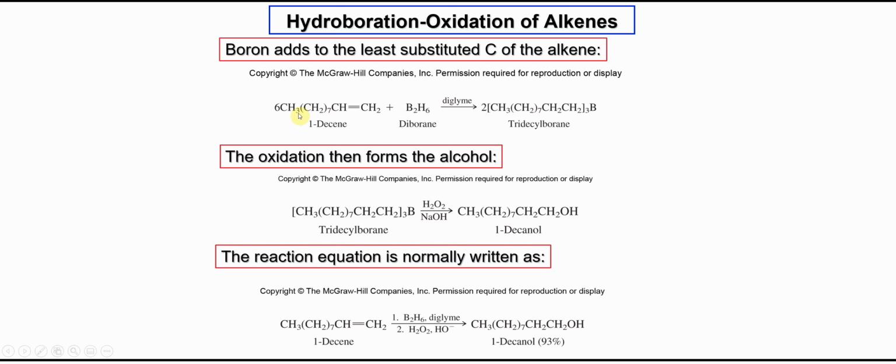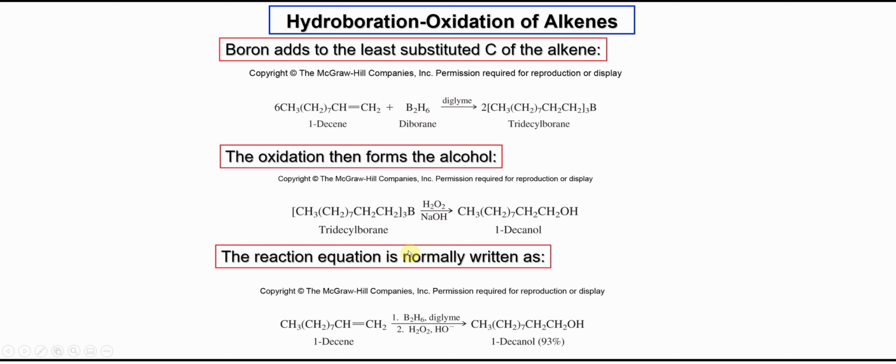What's going to happen? So you essentially have these three major steps. So first of all, you are going to add in your boron into your carbon double bond. This case, the least substituted carbon in your alkene will be subjected to reaction. You form a borane product, and then this organoborane will be subjected to the oxidation reaction under hydrogen peroxide and sodium hydroxide. So you produce a 1-decanol.